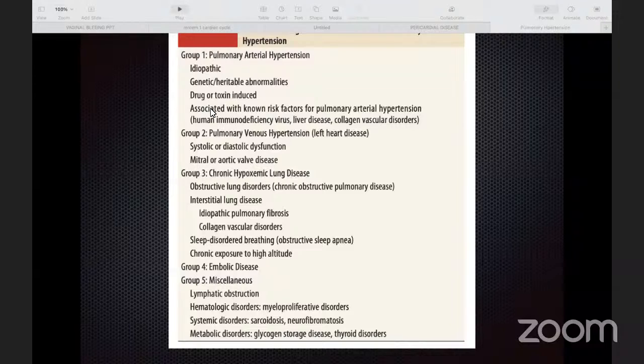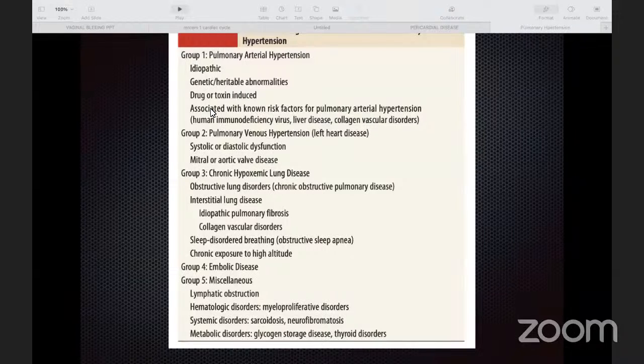Group 2 is called pulmonary venous hypertension, which is often caused by left heart disease, such as systolic or diastolic dysfunction, mitral or aortic valve disease. Group 3 is chronic hypoxemic lung disease, which is often caused by obstructive lung disorders, obstructive sleep apnea, interstitial lung disease. The fourth group is embolic disease, and group 5 is miscellaneous, with causes like lymphatic obstruction, hematologic disorders, systemic disorders, and metabolic disorders.